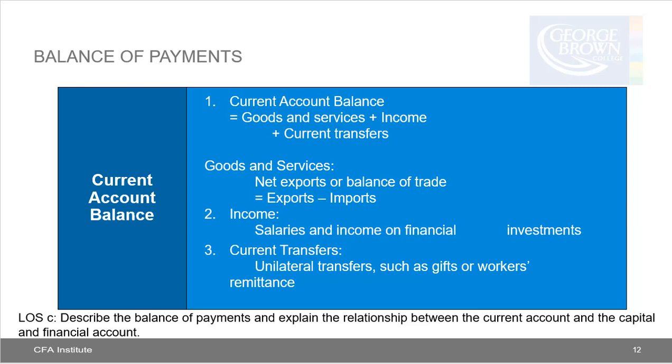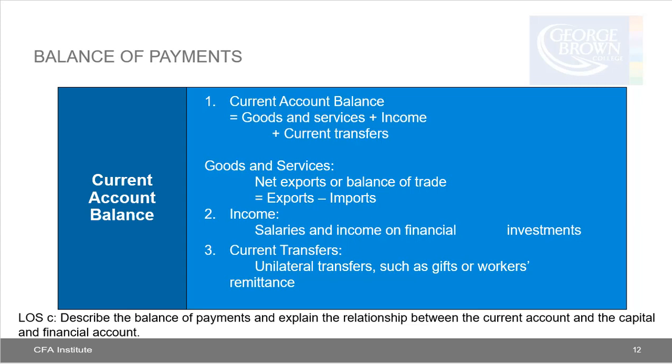Moving on to subaccount number 2, the income subaccount reflects the flow of money in and out of the country from salaries and income from financial investments. For example, if a domestic company has a debt or equity investment in a foreign company, any income, such as interest payments or dividend payments on equity received by the domestic company, is included in the income subaccount of the current account. Note that the original cash flow for financial investments in the foreign company's debt or equity, which represents the ownership of these assets, is included in the capital and financial account.